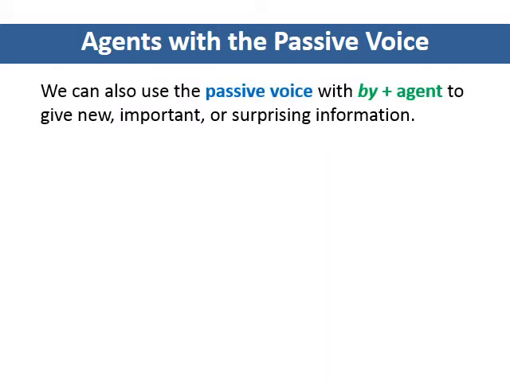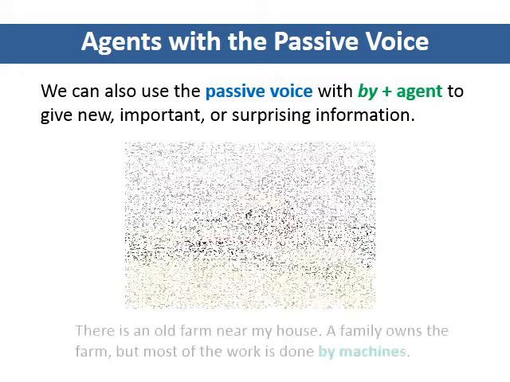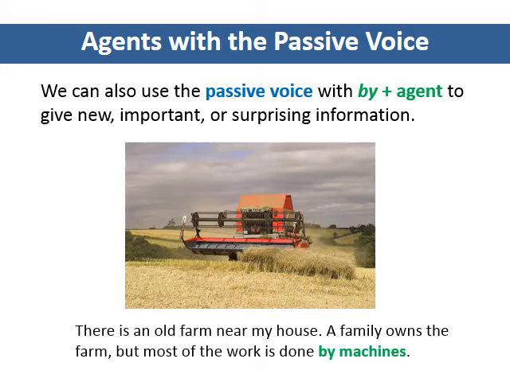We can also use the passive voice with by plus an agent to give new, important, or surprising information. Read this example. In this sentence, the information that machines do the farm work is important. The point of the sentence is to make it clear how most of the work is done.